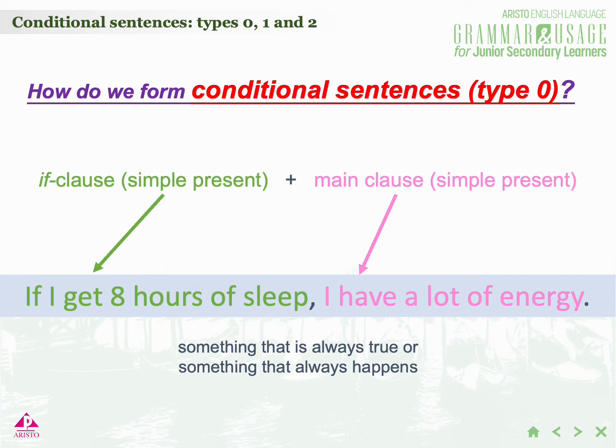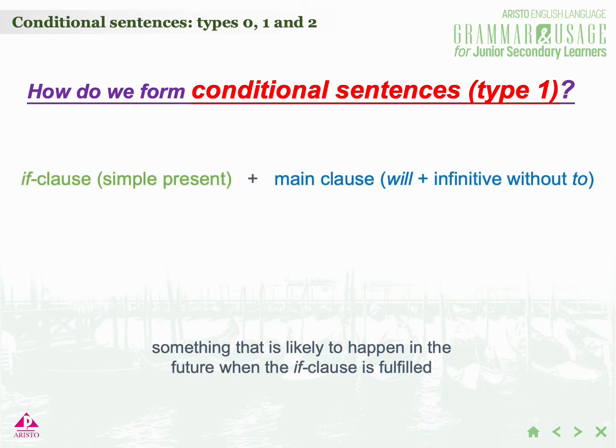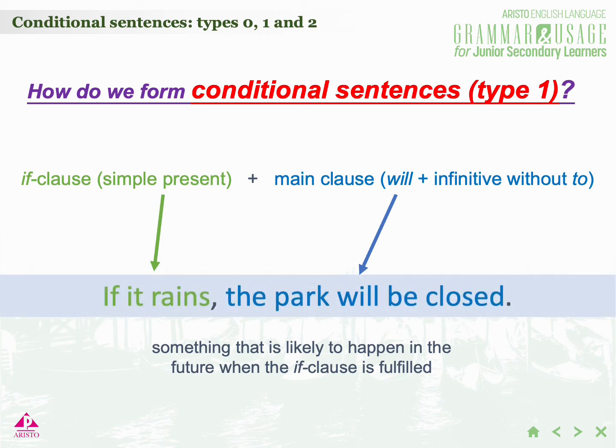How about conditional sentences type 1? This type of conditional sentence is sometimes called the first conditional. We form the first conditional by combining an if clause in the simple present tense with a main clause which uses will and an infinitive without to. We use the first conditional to describe something that is likely to happen in the future when the if clause is fulfilled. Here is an example. If it rains, the park will be closed. This sentence means that if there is rain, then it is likely that the park will be closed.